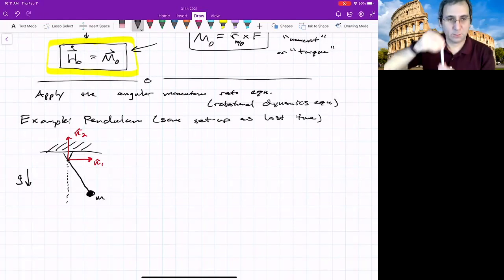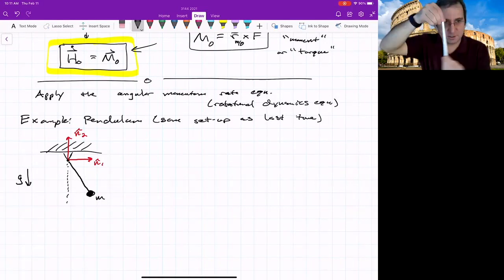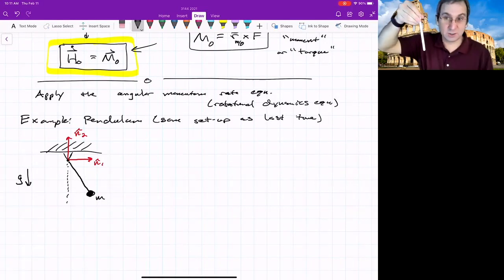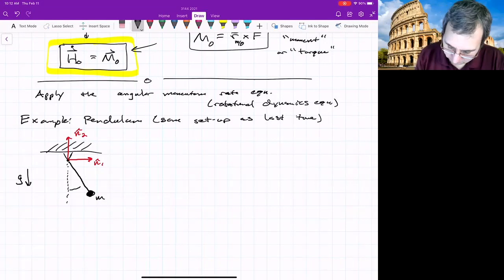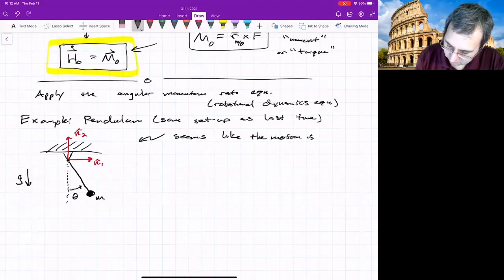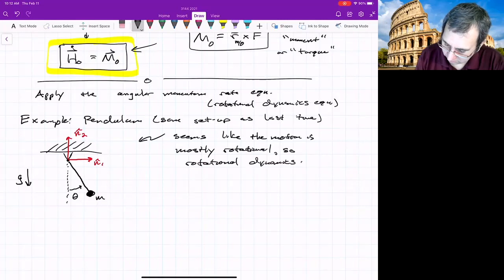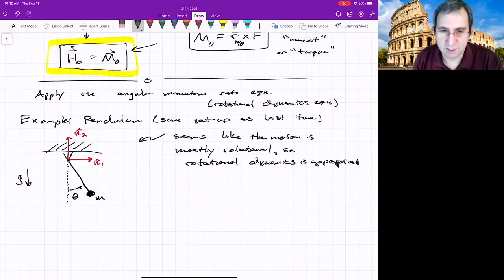Hopefully we have enough intuition about the pendulum that we know, oh, okay, it's mostly rotational. So it kind of makes sense. Let's use the rotational equation, not Newton's law, something rotational. So we'll use theta. It seems like the motion is mostly rotational, so rotational dynamics is appropriate. All right, we'll use this angle theta, and we'll use polar coordinates like before. This has a length L, the length of the massless rod.